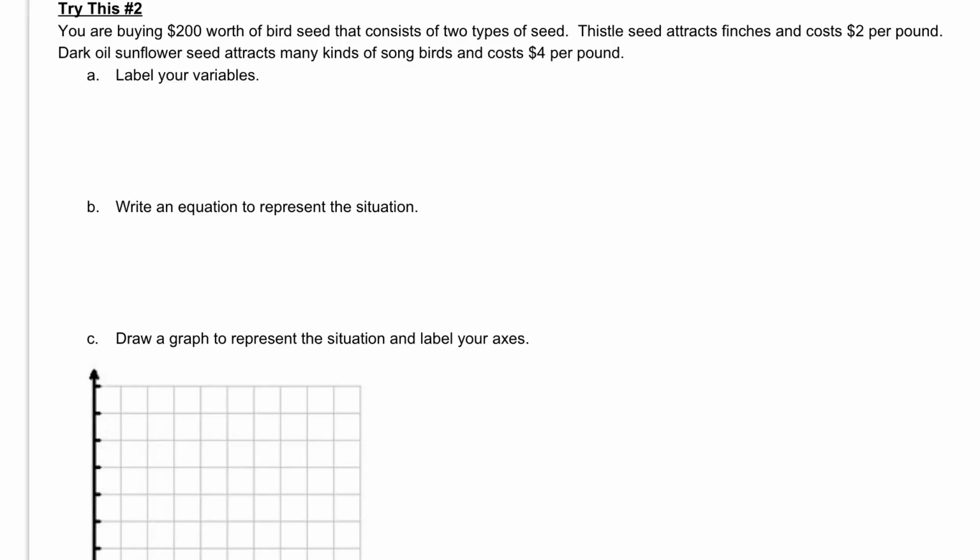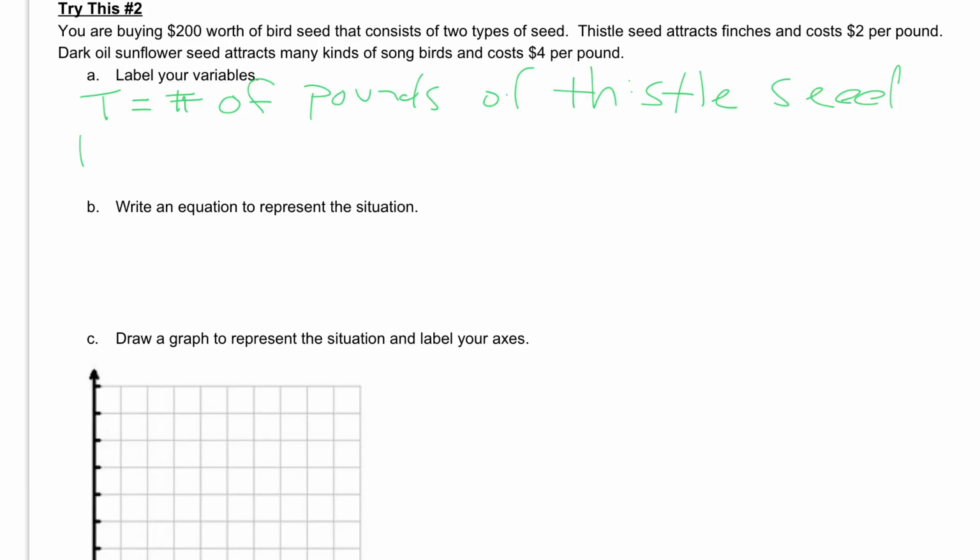In Try This number 2, in letter A, labeling your variables, you should have some variable. I chose T, again, you could choose any letter you want, equal to the number of pounds of thistle seed. And then I chose D. Once again, you can choose any letter you want, equal to the number of pounds of dark oil sunflower seed.